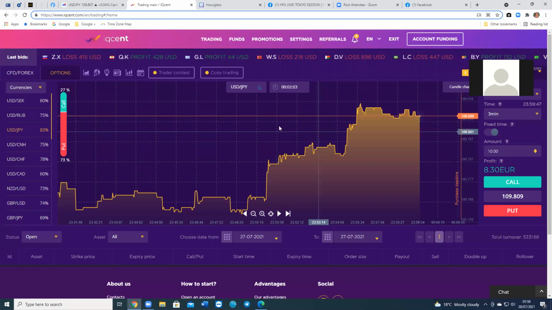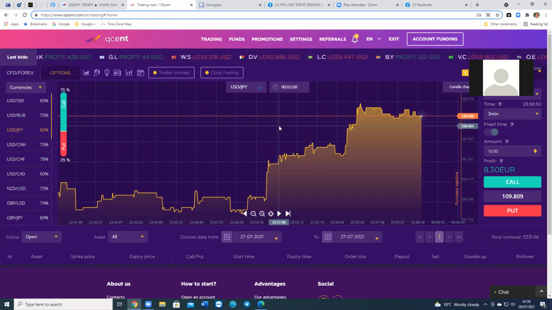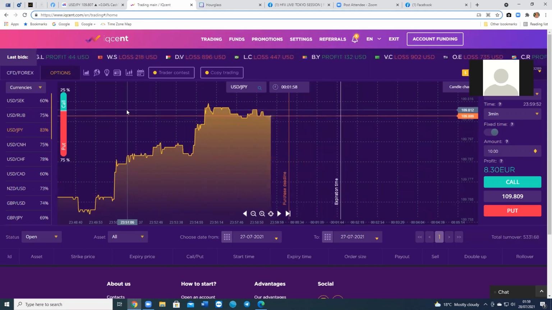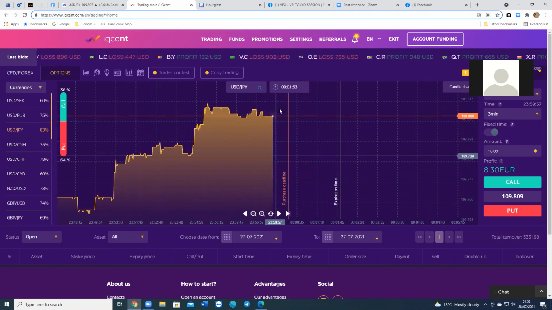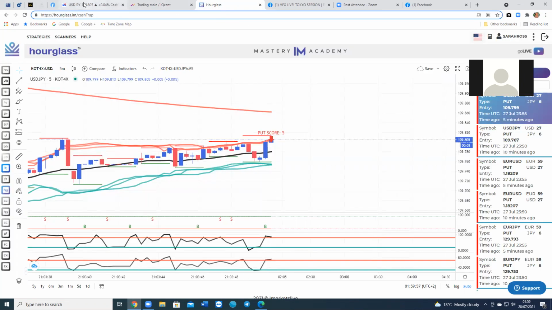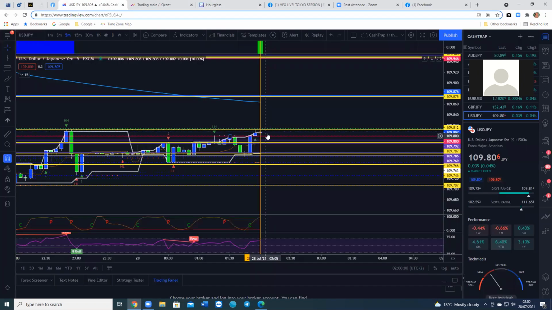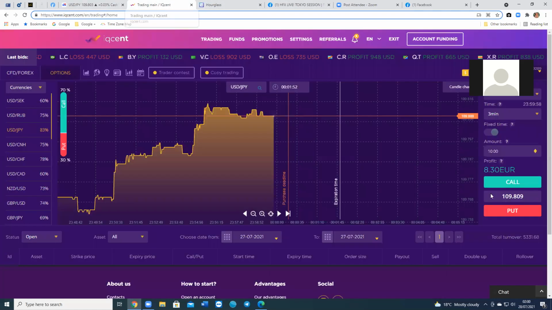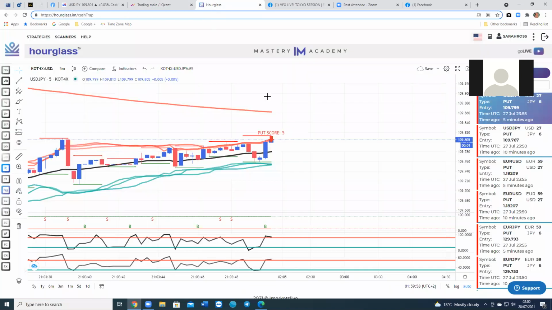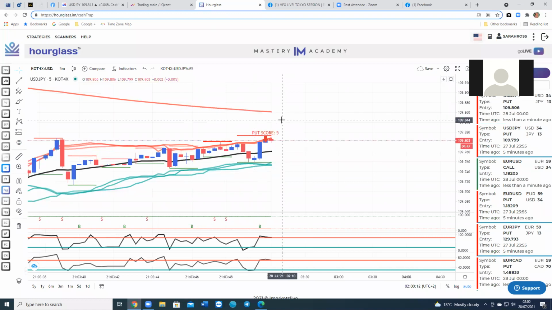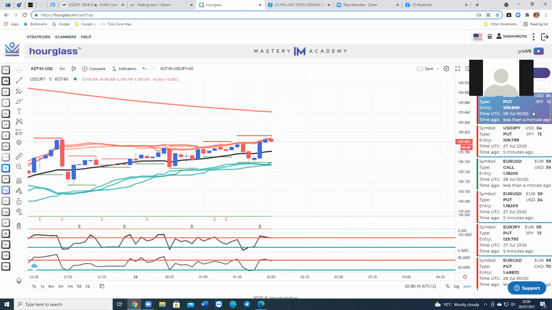So our price is right up at 809, it is at 83%, 809 on the broker. And that's market open. So we've got this put score of 5. We've got the 200 EMA above us. We've got it overbought. It's given us a put at 806.